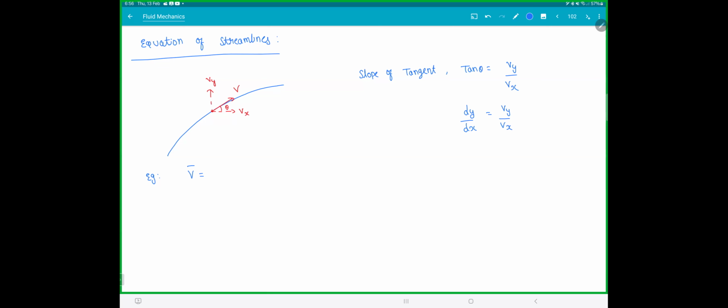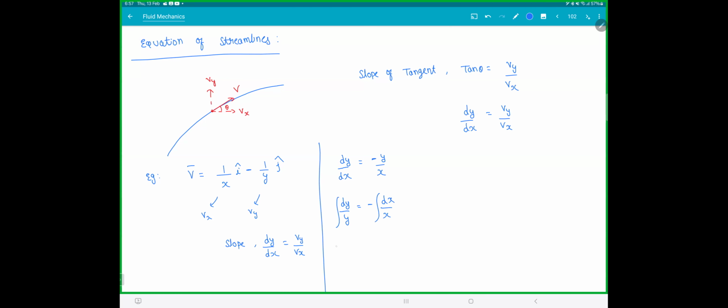Example, let's say someone gives you velocity v is 1 by x i cap minus 1 by y j cap. So this guy is your vx and this guy is your vy. So the slope dy by dx is vy by vx. We get dy by dx is equal to minus y by x. dy by y is equal to minus dx by x. Integrate on both sides.